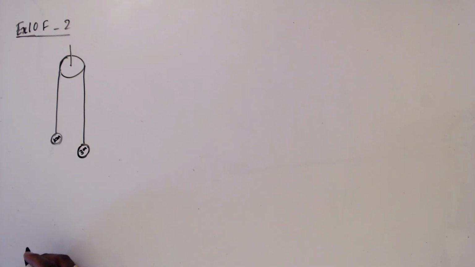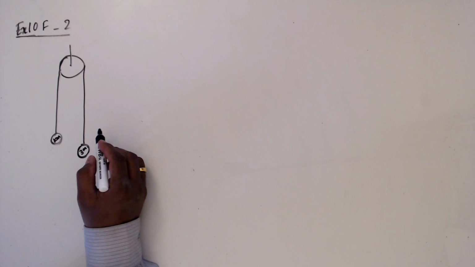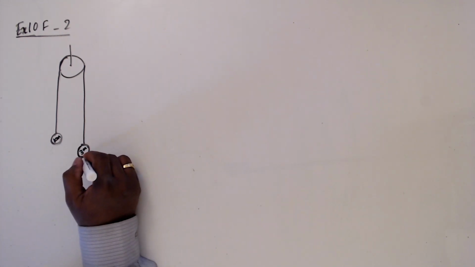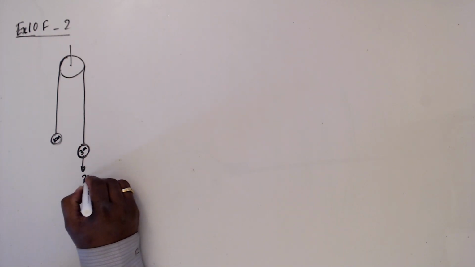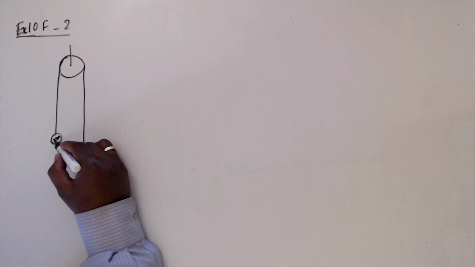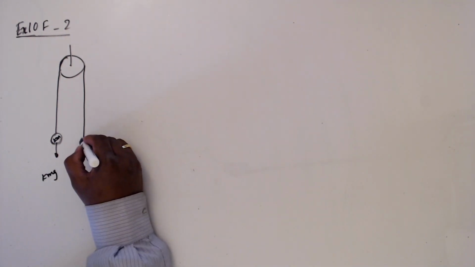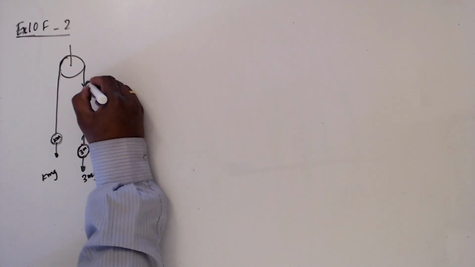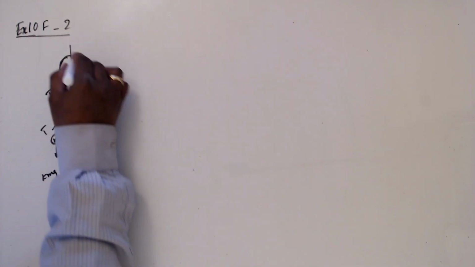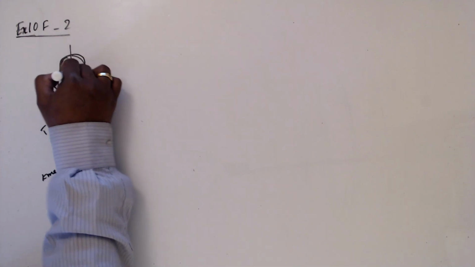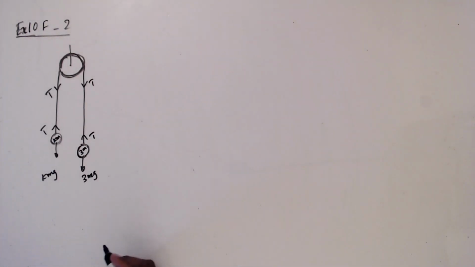Question number 2. Two particles hanging. One is km and the other one is 3m. So this is 3mg weight and this is kmg weight, and this is tension and this is tension. This is a smooth pulley. The tension is the same everywhere.